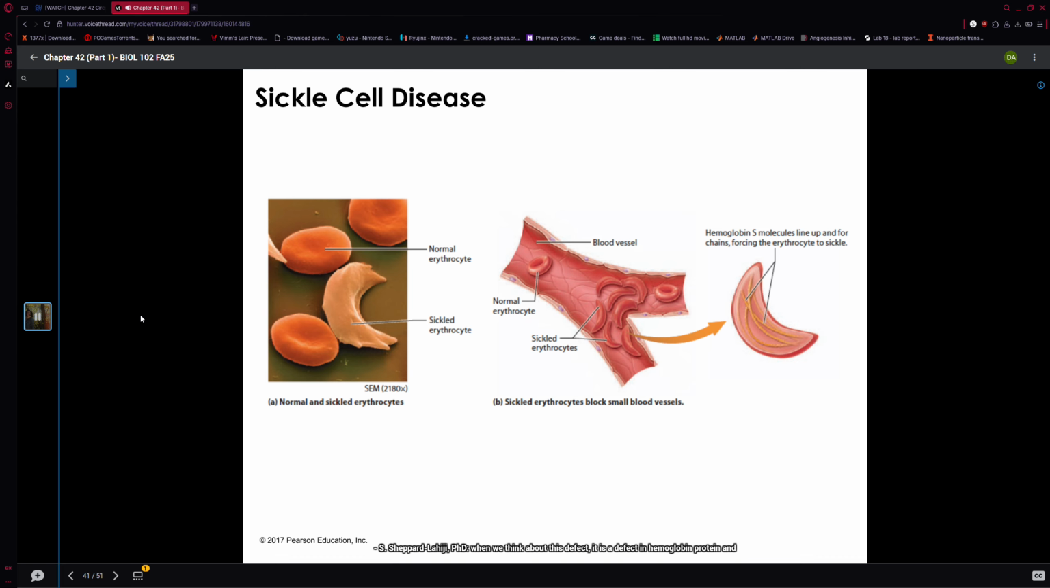So when we think about this defect, it is a defect in hemoglobin protein. And recall that when it comes to an erythrocyte, because we've removed the nucleus and organelles, it is essentially just a sac of hemoglobin. So we have a defect in hemoglobin, and as a result of that defective hemoglobin, we are going to have a change in the shape of the erythrocyte so that it is a sickled shape rather than the canonical biconcave shape of a normal erythrocyte.